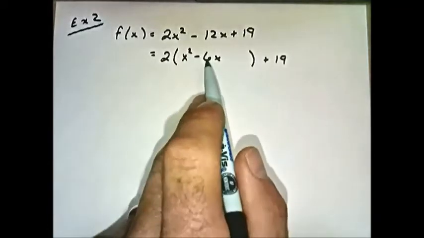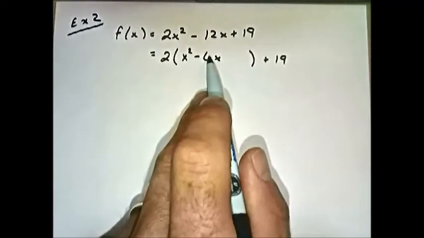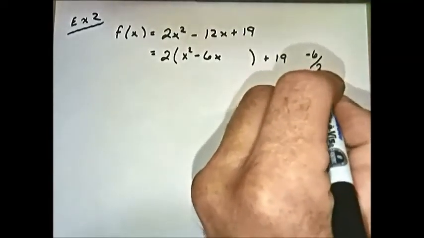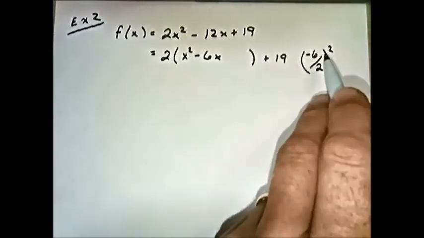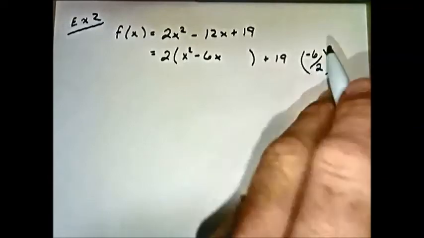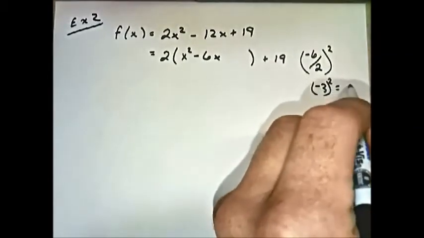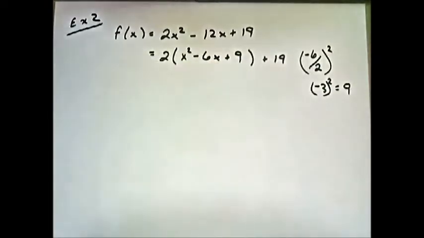Inside the quantity, we're going to complete the square, as we did before with the negative 6. So we're going to take negative 6, divide it by 2, and square it. Negative 6 divided by 2 is negative 3, squared gives us 9. So we're going to add 9 inside that quantity.